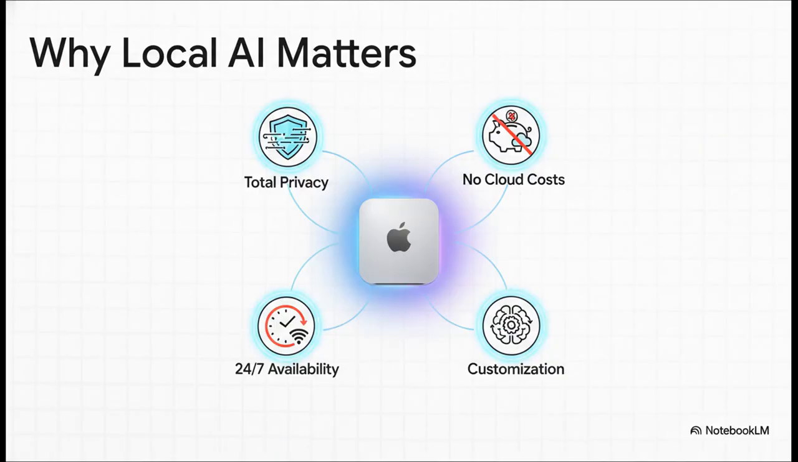So here's the bottom line. This changes everything for individual developers and small businesses. You get absolute privacy, which is a must-have for sensitive data. You can play around, experiment, and break things without getting a terrifying cloud bill at the end of the month. And you can build your own custom assistants trained on your data that work 24/7, even if your internet goes down.